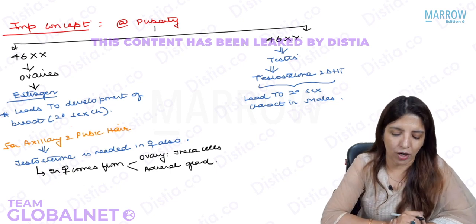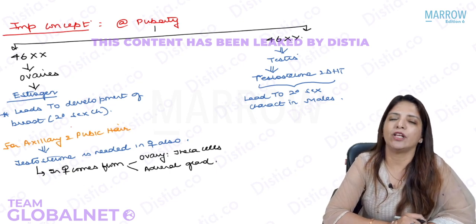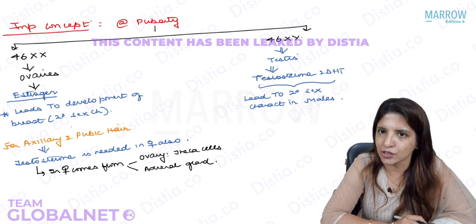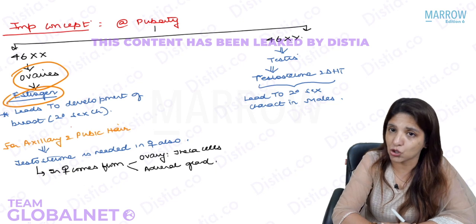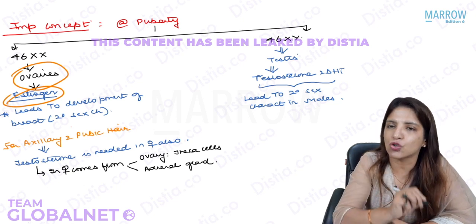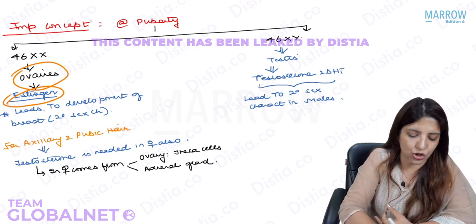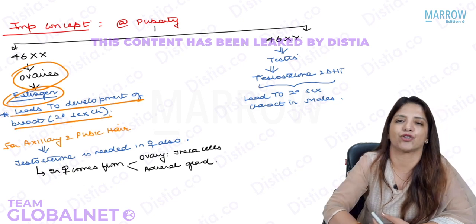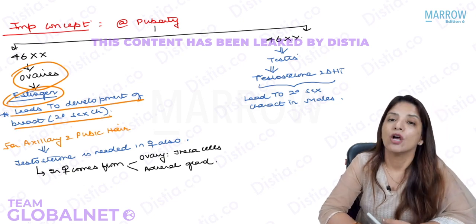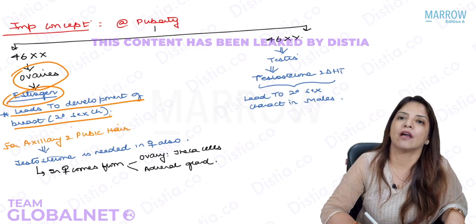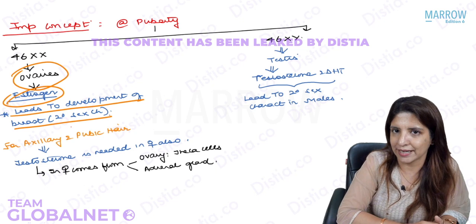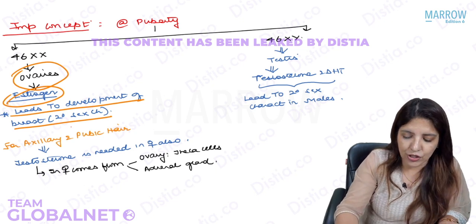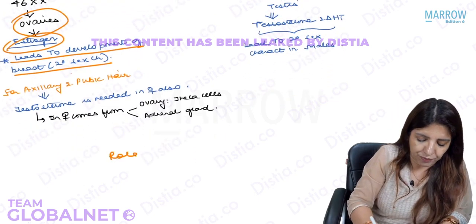So in the video on puberty, I told you that if the individual is a 46XX individual, the gonads will be ovaries and ovaries are going to release estrogen. And it is this estrogen in females which leads to the development of secondary sexual characteristic, that is breast. So in females, the role of estrogen is not on external genitalia, right? The role of estrogen are two. What is the role of estrogen?